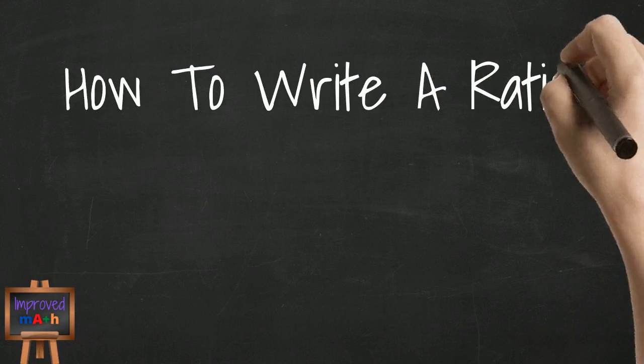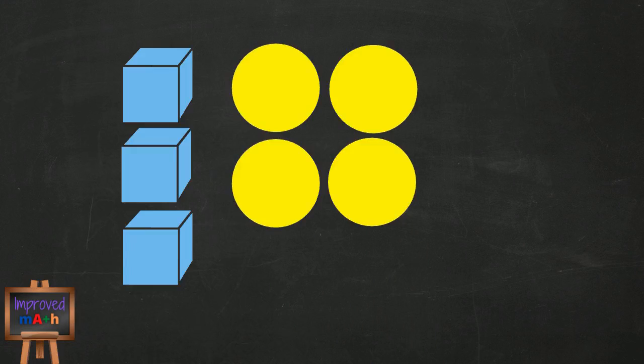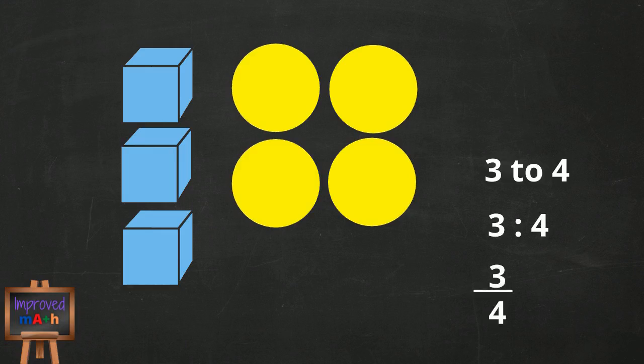So now that we have an understanding of what a ratio is, let's go over how a ratio is written. In the previous example, the ratio of boxes to circles could have been written a couple of ways: 3 to 4, 3:4, or 3/4. Think of it this way: the word "to" in our comparison is shown by either the word "to", the colon, or the bar. Let's look at some more examples.